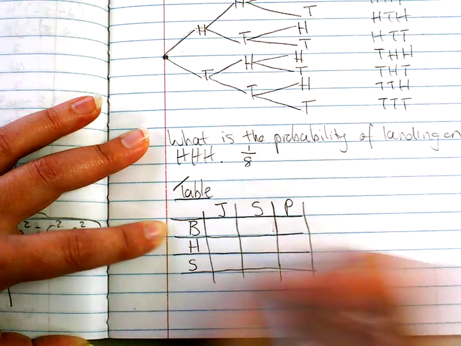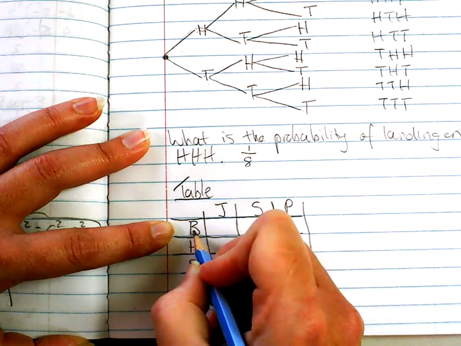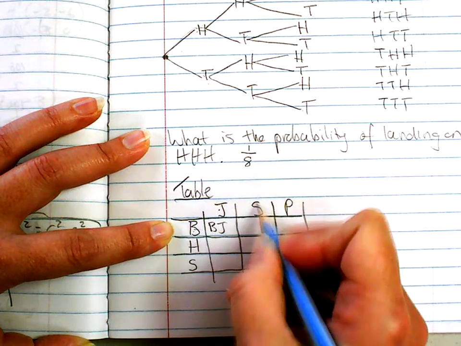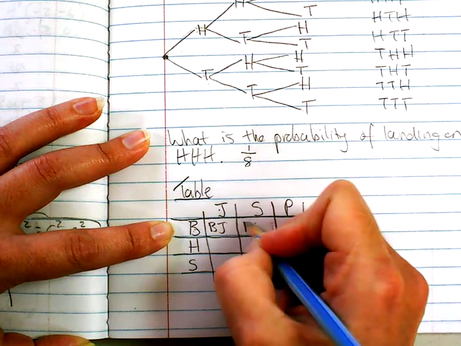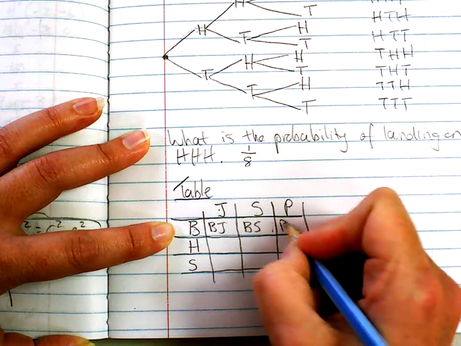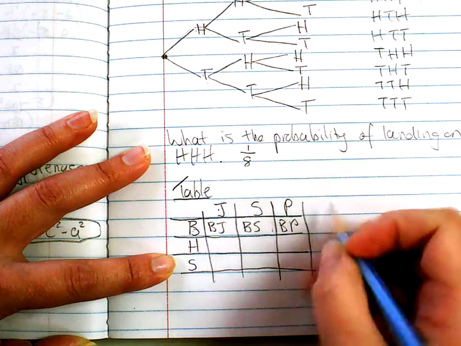Alright, here we go. Boots, jeans. That could be a possibility. Boots, skirt. That could be a possibility. Boots, pants. That could be a possibility. Now go to my next line.